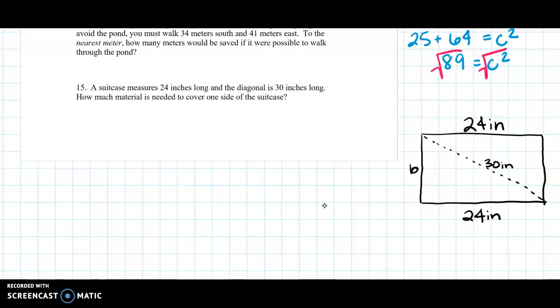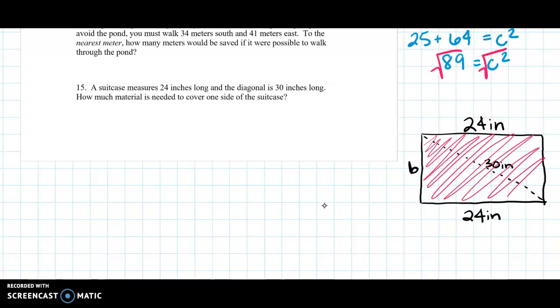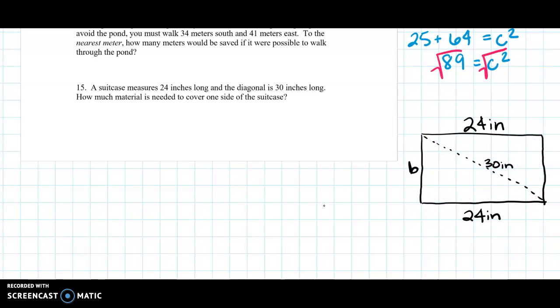So there's a question within a question here. What we're asking is if I want to cover this suitcase with like a cloth, I need to know what this area is. But remember, to find the area, I need the length and the width, which I don't know. So I'm going to use the Pythagorean theorem to find the width. 24 inches is equal to A. I don't know what B is, and 30 inches is equal to C.